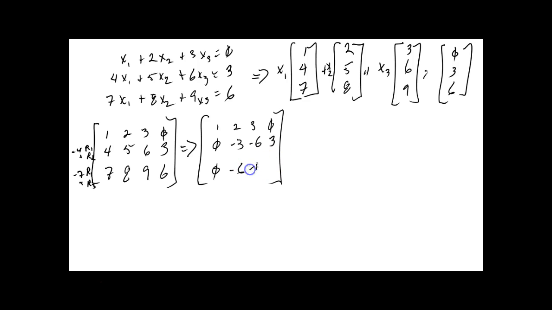Negative 12, excellent. And 6. Okay, what's the next thing we want to happen to that? We want the first non-zero entry of the second row to be a 1. How do we get that to happen? Divide by negative 3. That will make this become a 0.